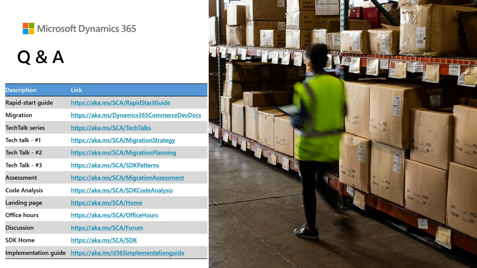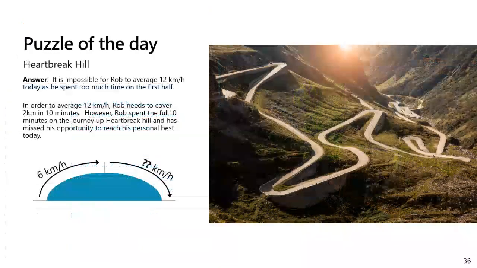So Srinath, if you could go forward one slide, we actually do have the answer to today's puzzle. Basically the answer was Rob used all of his time running up the hill, so he was not going to meet his personal best, and he's going to have to try again tomorrow.